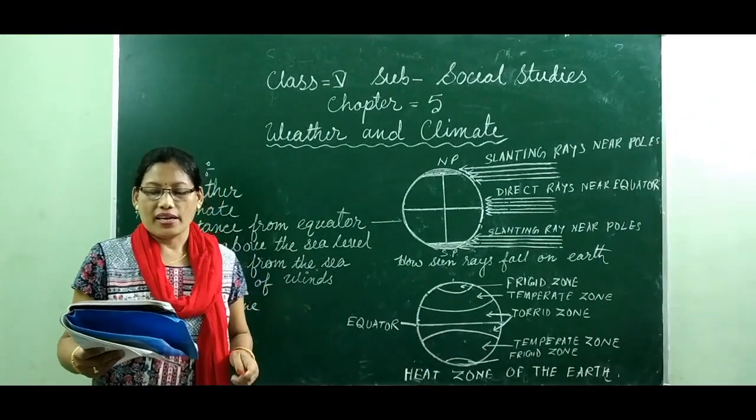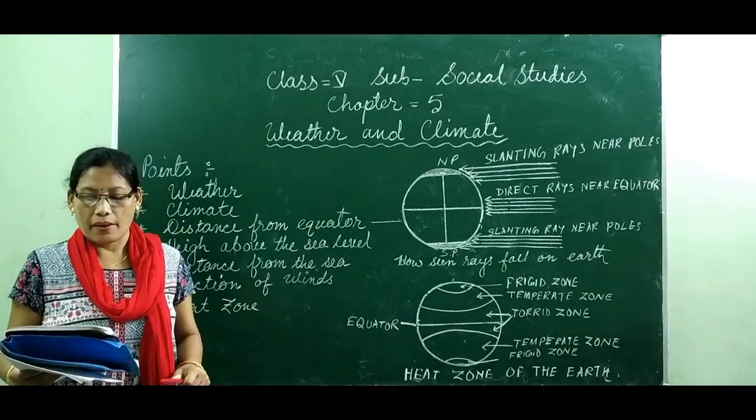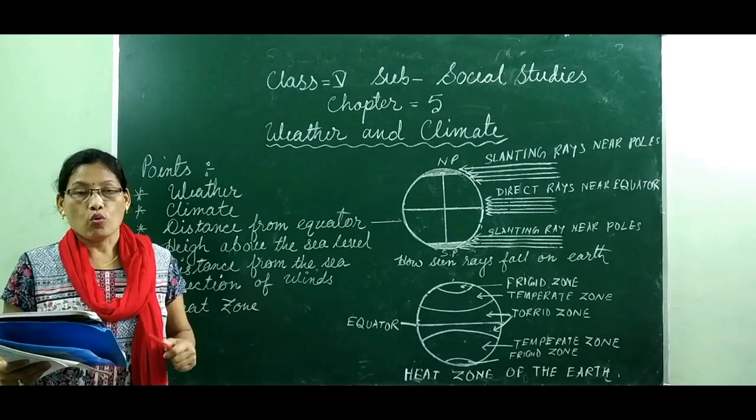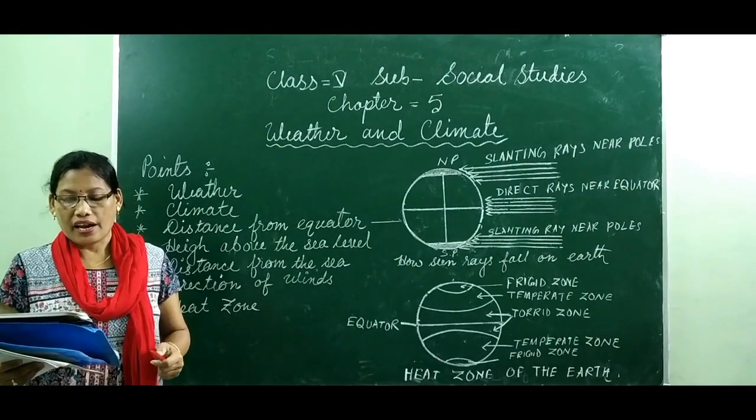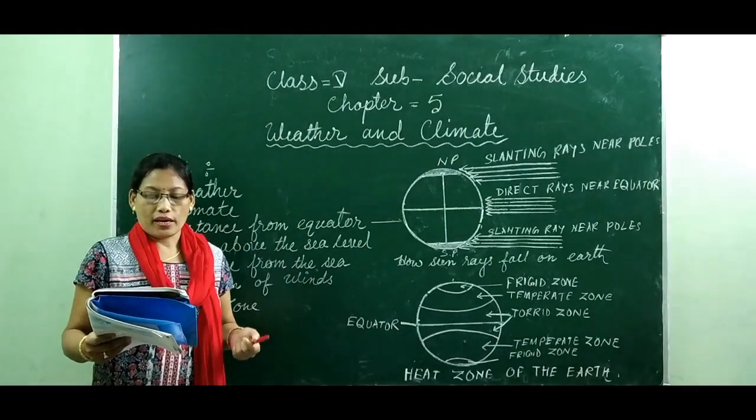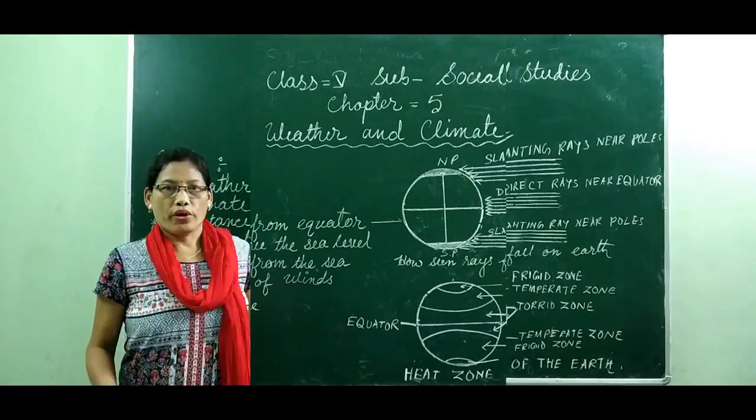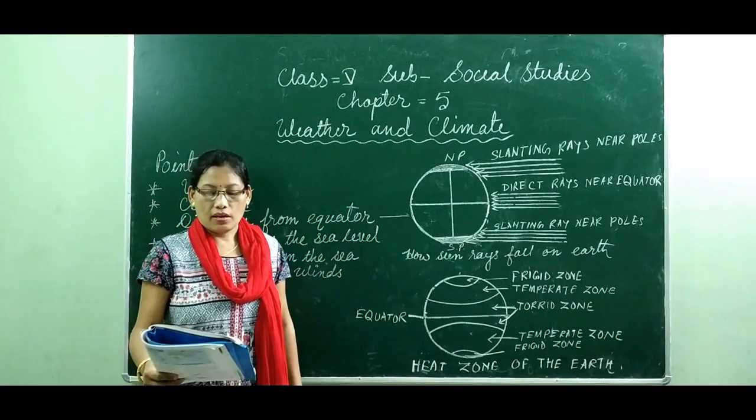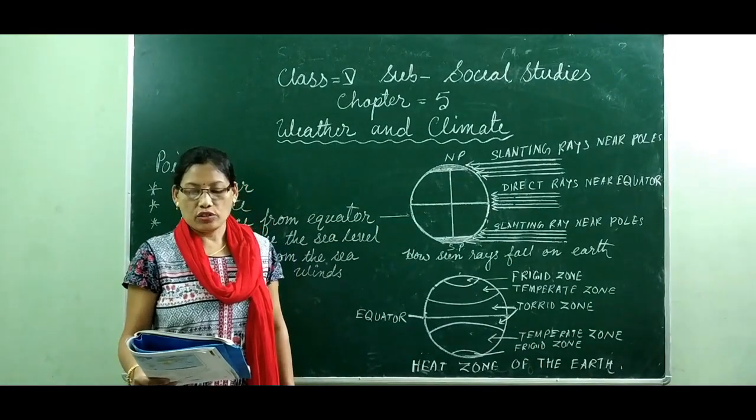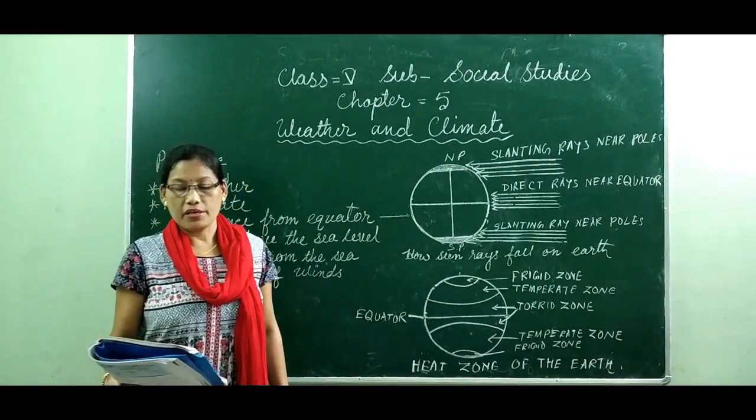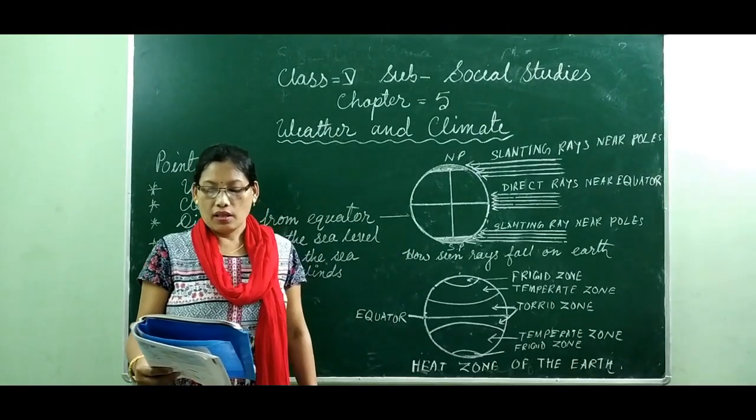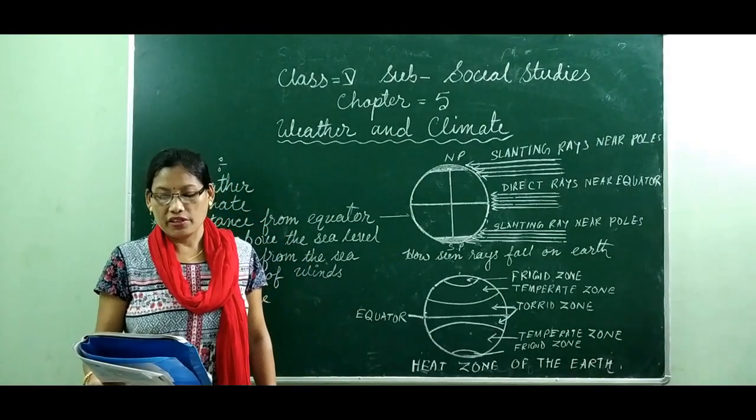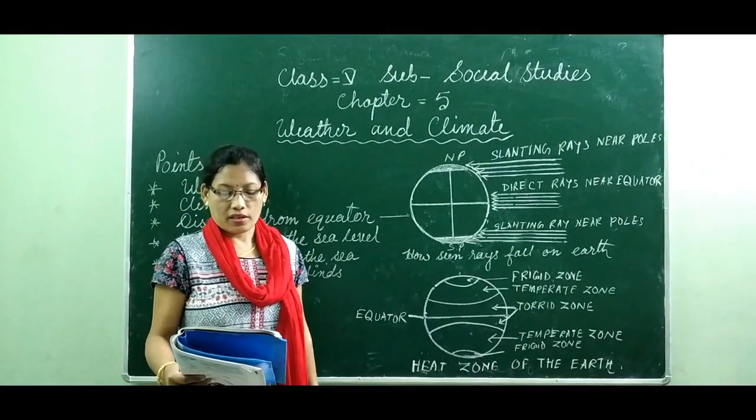Weather is defined as the condition of air temperature, air pressure, wind, humidity and rainfall in the atmosphere at a given place and time. Weather changes every day. It may be hot and dry today, but tomorrow it may be rainy and wet. The weather condition in the morning may be different from that in the evening.